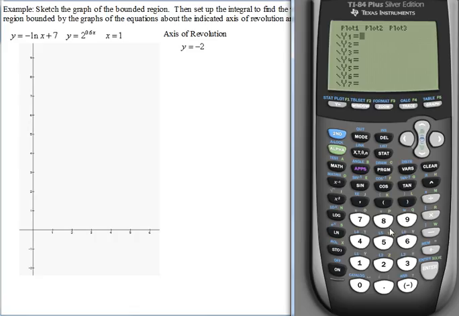And we've got negative out in front, so that's with the parentheses there. Negative natural log of x. Notice the 7 is not inside the natural log, so close parentheses, then plus 7. And then y2, we've got 2, and then to raise it to an exponent, you use the caret button for exponent, and then the exponent is 0.6x. Let's put in parentheses just to make sure that whole thing is the exponent.